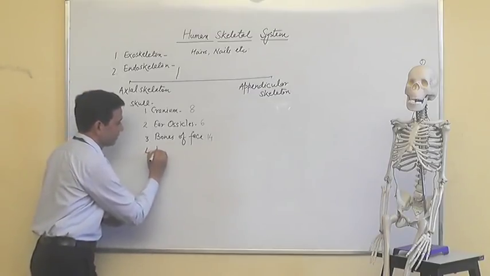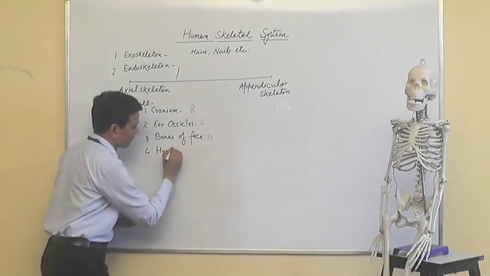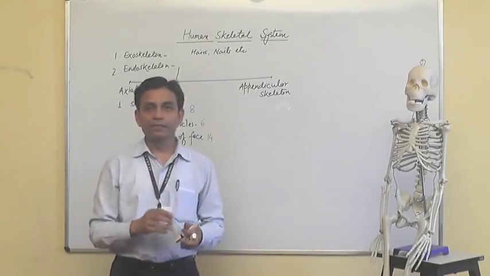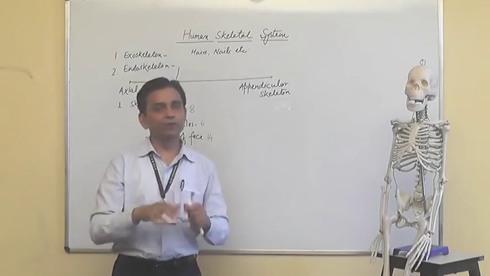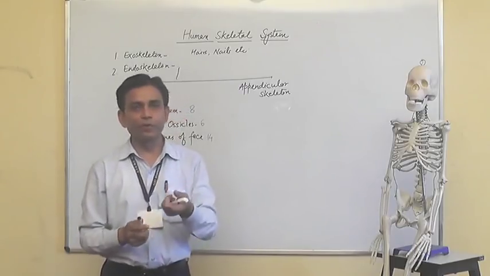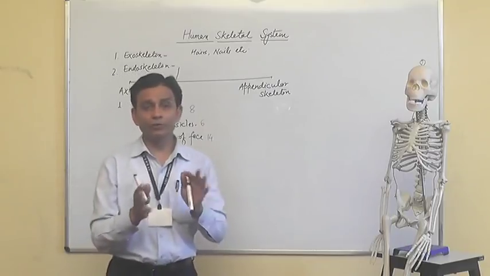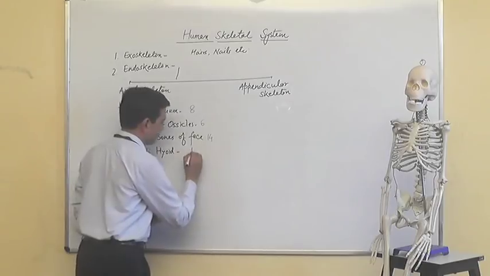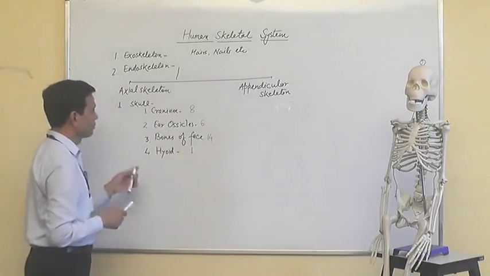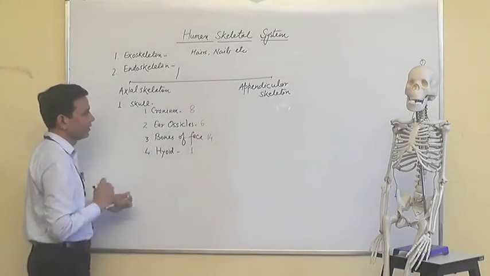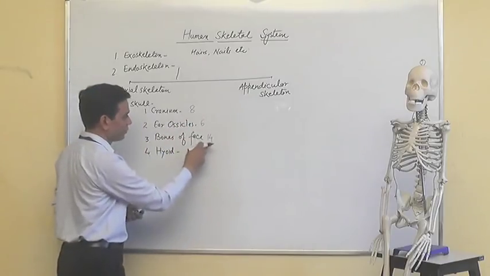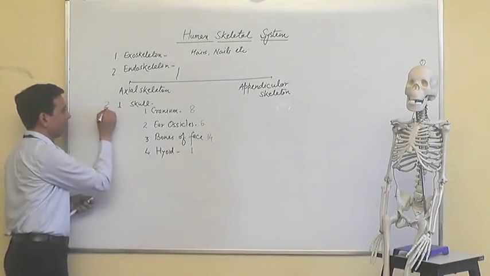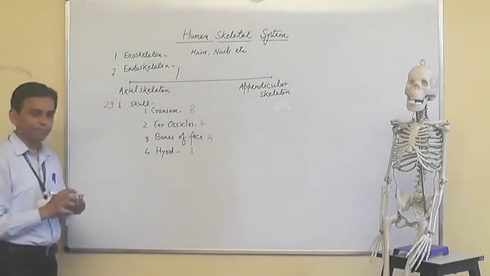Number 4, that is hyoid. It is also called the tongue bone. It is present just beneath our tongue. It provides support so that the muscles of our tongue can attach. It is 1 in number. So the total bones in our skull: 8, 6, 14, 28 and 1, 29. The total bones in our skull are 29.